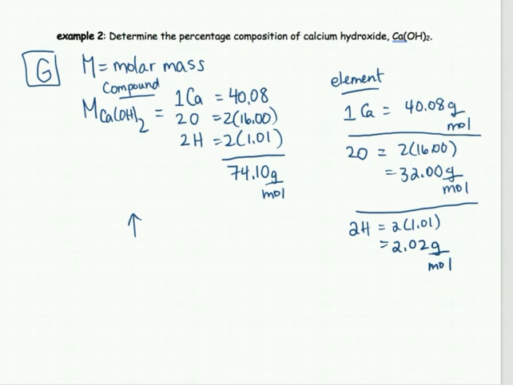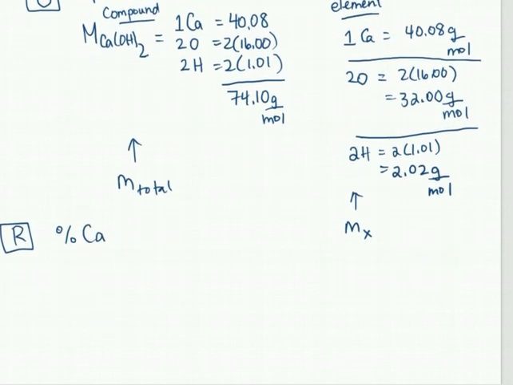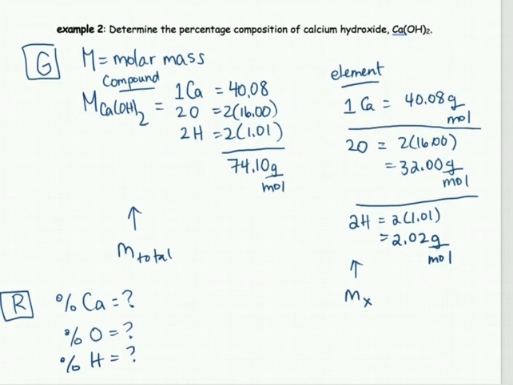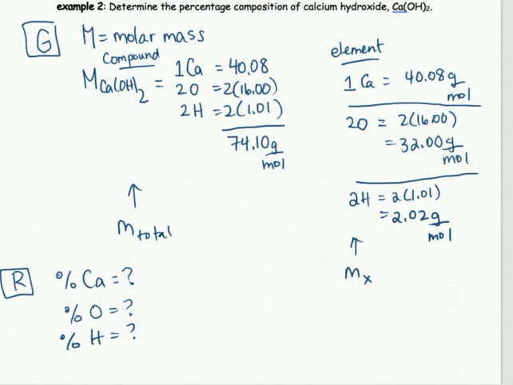Okay, so if you're looking at your formula from the other side, you think of this as being your mass of the total. Okay, and this is your mass of X, the sample. So what is it that you have to find here? You need to find the percent composition of calcium hydroxide. So that means literally I want you to find the calcium, oxygen and the hydrogen composition. Okay, so I want you to tell me what percentage of calcium hydroxide is calcium, what percentage is oxygen, what percentage is hydrogen.